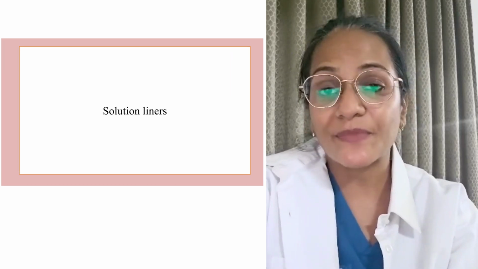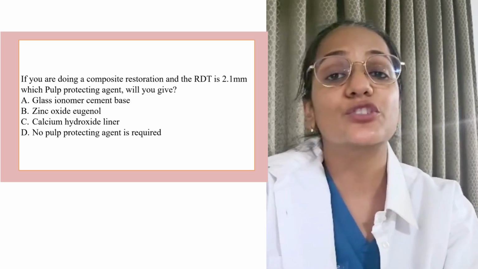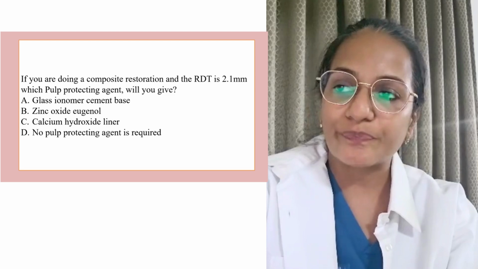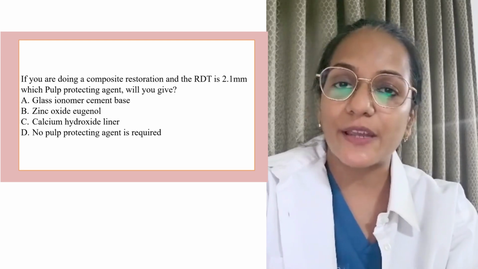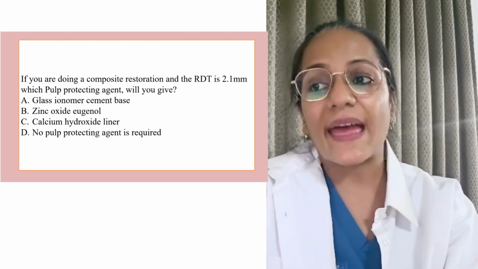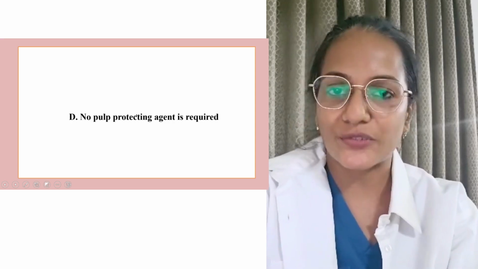And the last one, if you're doing a composite restoration for a patient and the remaining dentine thickness is 2.1 millimeter, which pulp protecting agent will you give? A. Glycinomycin, B. Zinc oxide eugenol, C. Calcium hydroxide liner, D. No pulp protecting agent is required. And the answer is D. No pulp protecting agent is required, as it is a composite restoration.